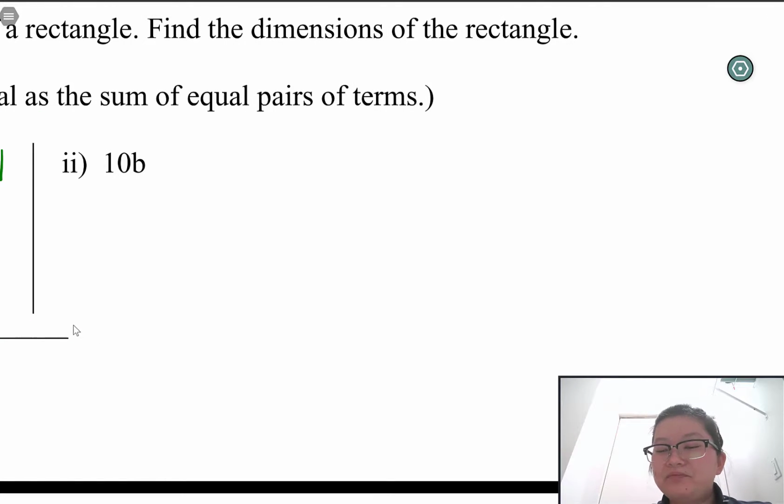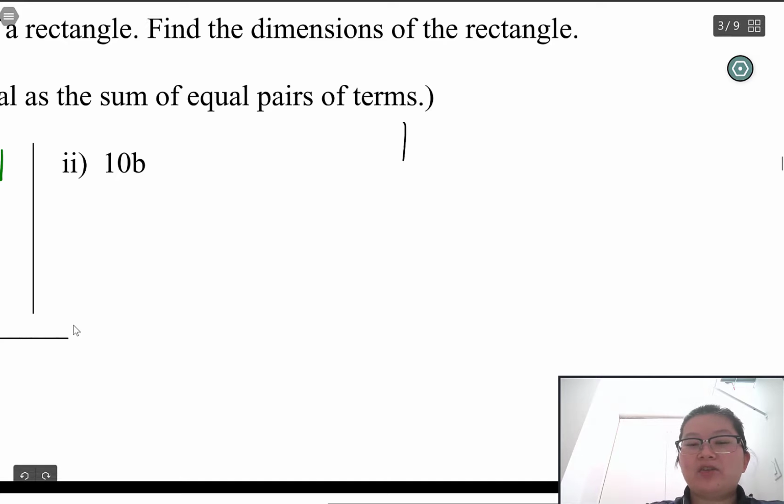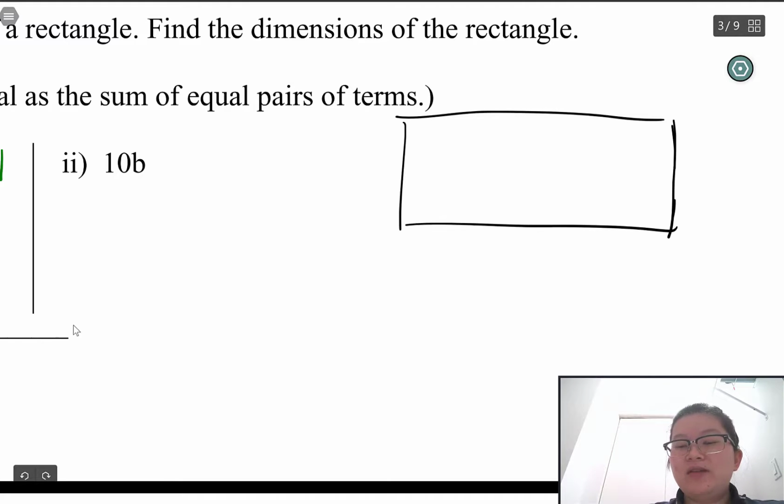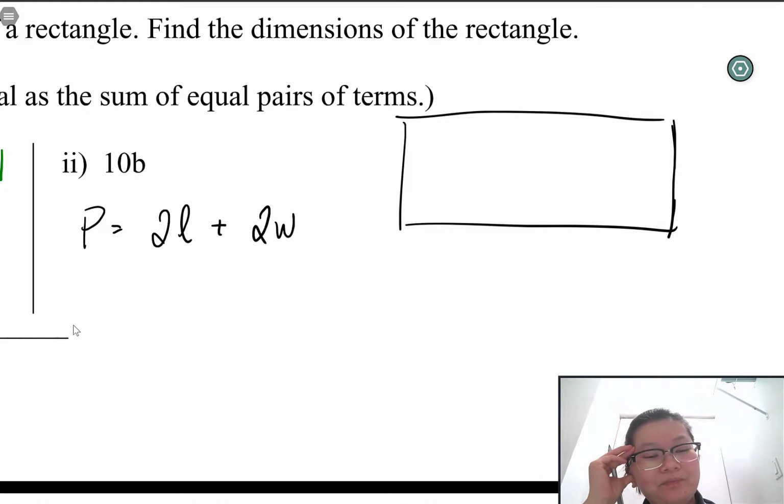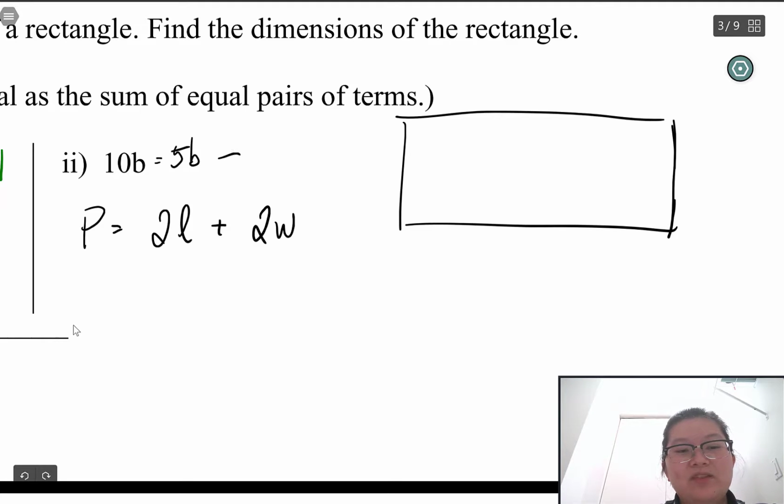Okay, 10b. Again, it's always good to draw a picture. We want 10b as, again, the perimeter of a rectangle, which is 2 times length plus 2 times the width. Now, in this particular case, it's a little bit trickier with only one term to be able to split that up, but we know we can split 10 in half. So why don't we split 10b into 5b plus 5b?